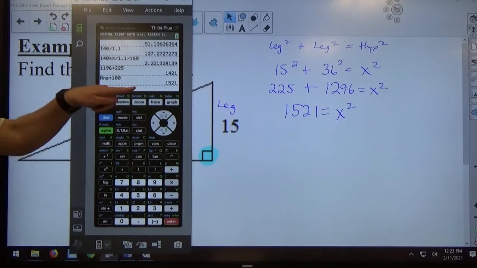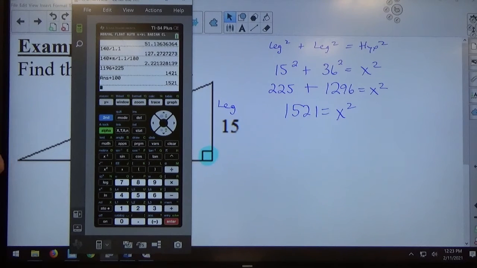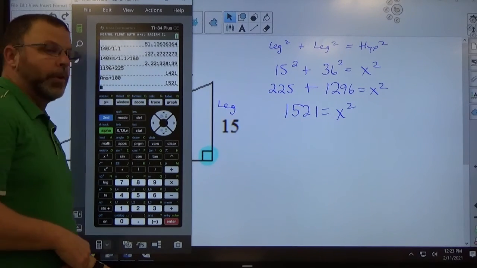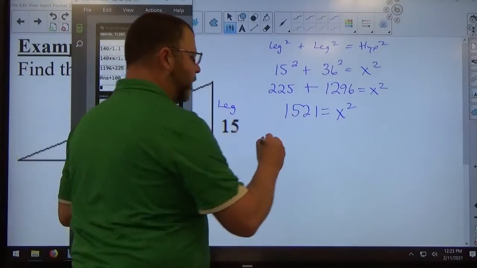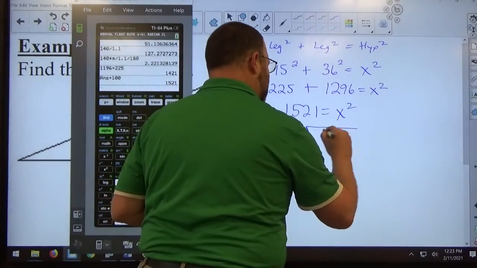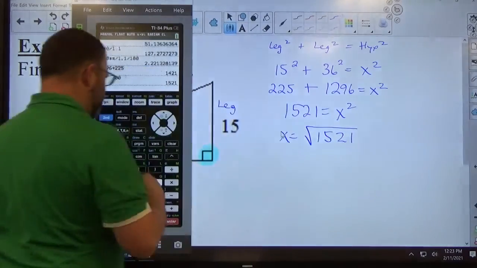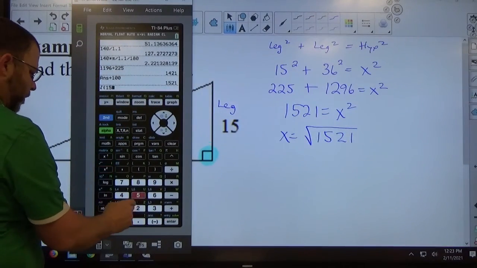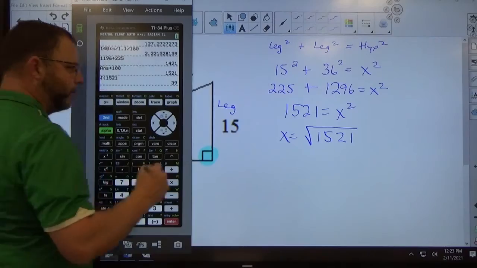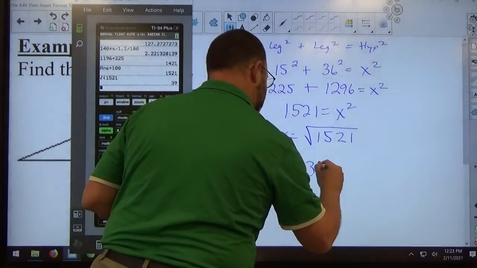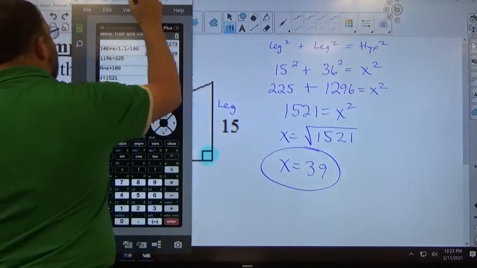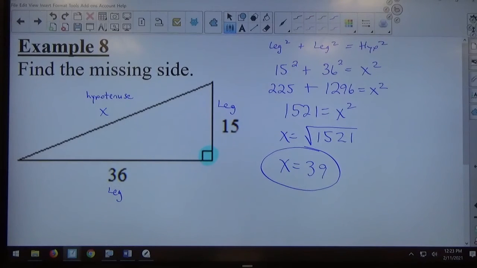All right, so x squared equals 1521, so that means x equals the square root of 1521. So once you get to this point, x squared equals a number, x is going to equal the square root of that number. So the square root of 1521 is 39. If that happened to come out to a decimal answer, round to a couple decimal places, unless they specifically say round to this number of digits. All right? Sometimes they come out to nice, pretty whole number answers, though.